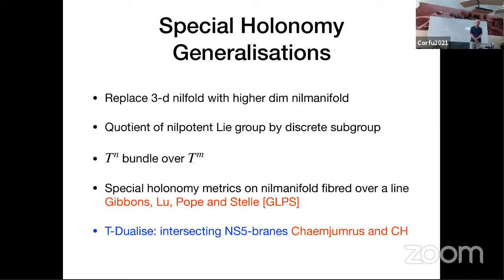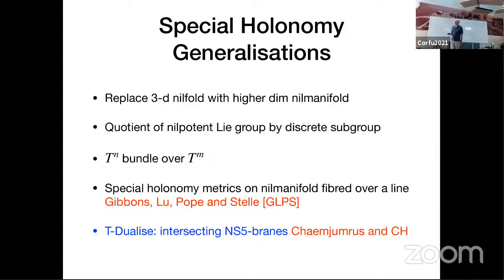Another interesting generalization, which is very interesting mathematically, is that the Hol K3 story has an interesting generalization to special holonomy manifolds, where we replace the three-dimensional nilmanifold with a higher dimensional nilmanifold, which can be thought of as a quotient of a higher dimensional nilpotent Lie group by a discrete subgroup. In the nilfold case, the Lie group is the Heisenberg group, and these are higher dimensional versions of this. These can all be thought of as torus bundles over tori, or torus bundles over torus bundles over torus bundles, and so on.